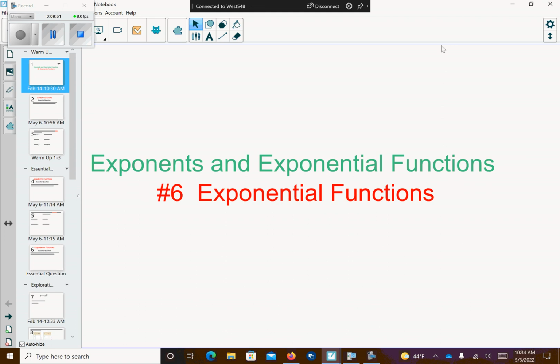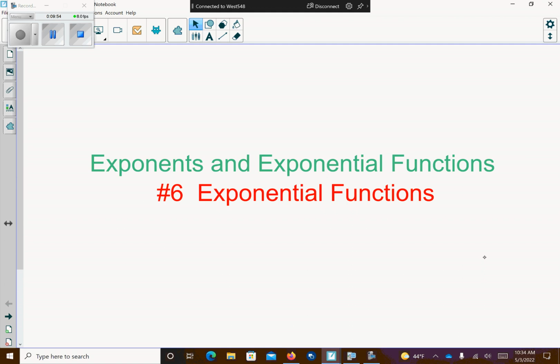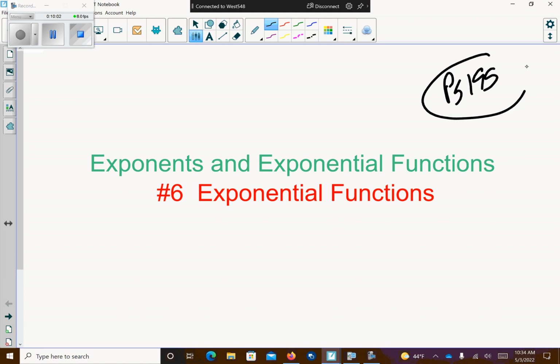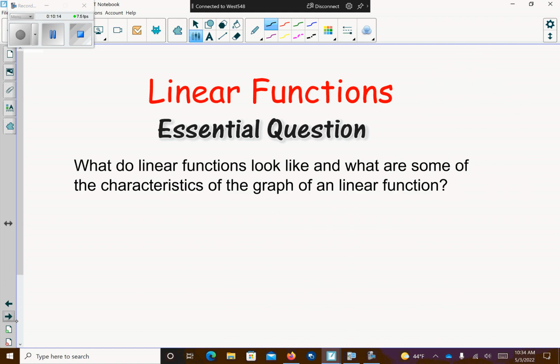All right, so this is starting some of the last stuff in the book. This is on page 195 of our books. Okay, so it's exponents and exponential functions. Not a real difficult thing. But exponents, they either grow or they decay. Okay, growth or decay. So, I don't remember what's on what page.